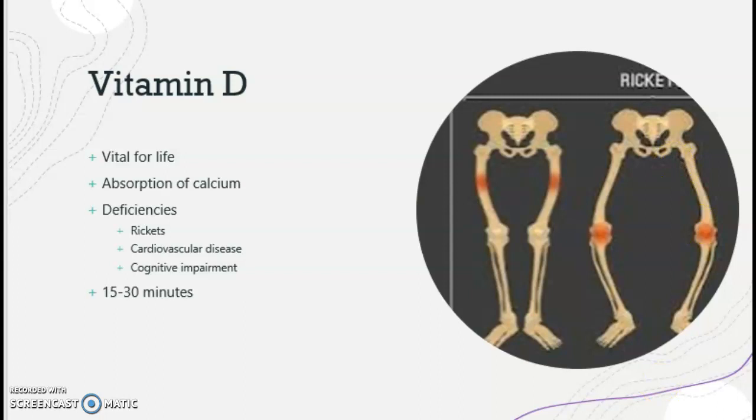Other problems occurring with the deficiency include cardiovascular disease, cancer, and cognitive impairment. Any expression of these defects results in a decreased fitness of an individual caused by not getting enough sunlight. On average, though, humans only need about 15 to 30 minutes a day of sunlight for adequate vitamin D production to occur.